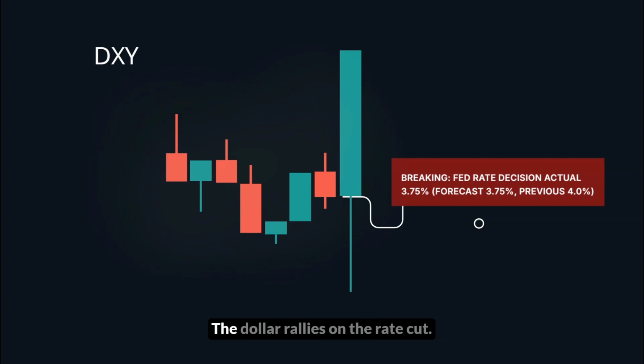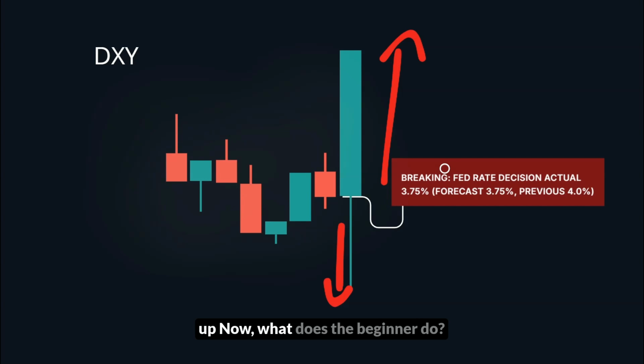Great. What happens? The dollar rallies on the rate cut. It dumps just a little bit on the announcement and then it rallies back up. Now, what does the beginner do? Well, he says that fundamentals are useless. Look, the Federal Reserve cut interest rates and the dollar rallied. Why?